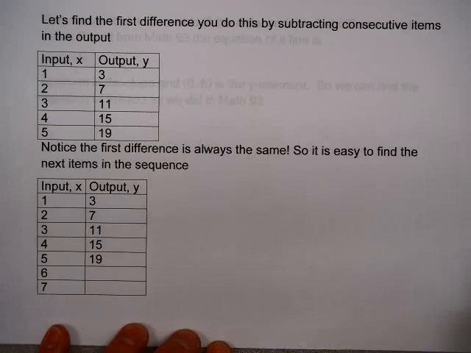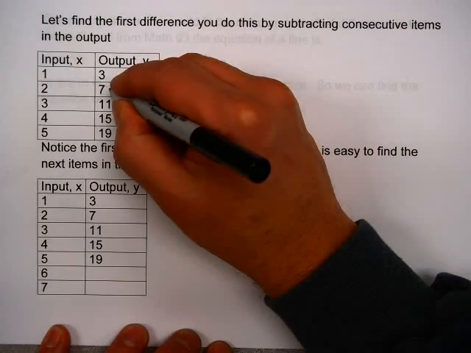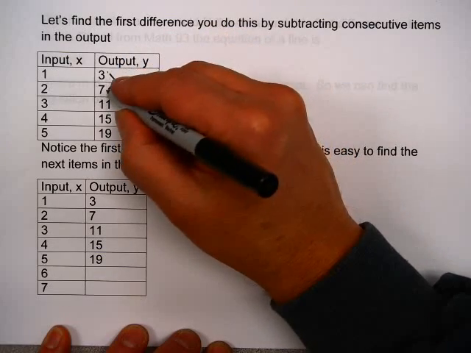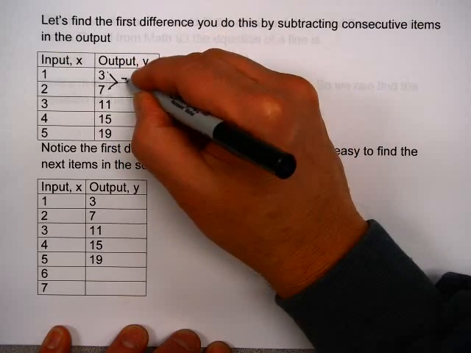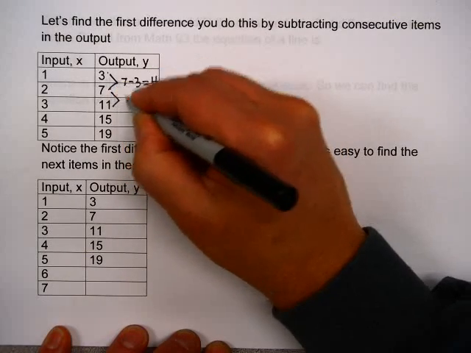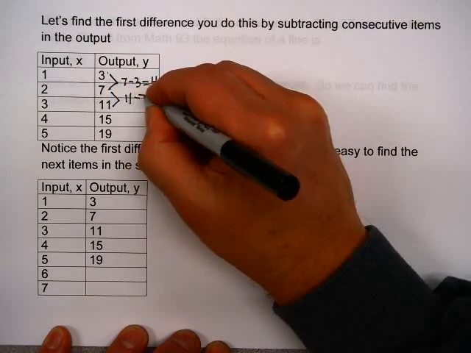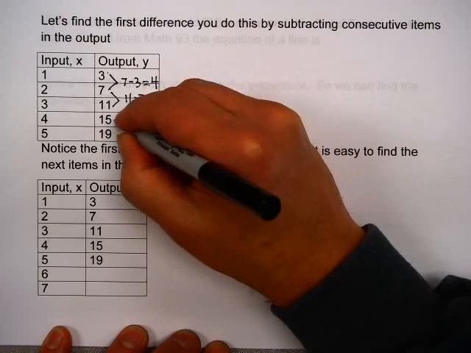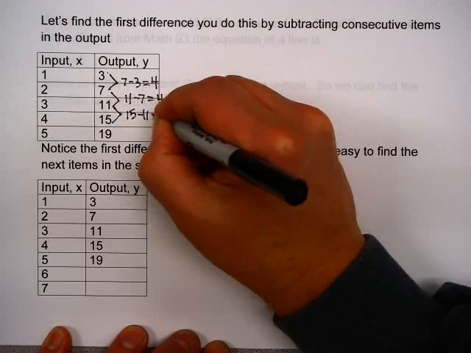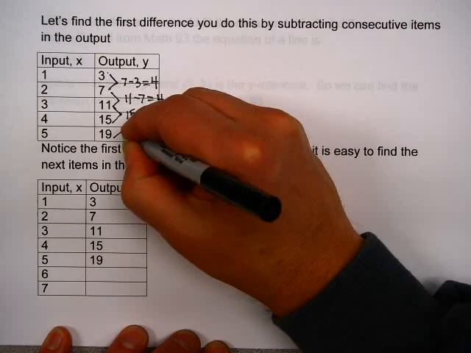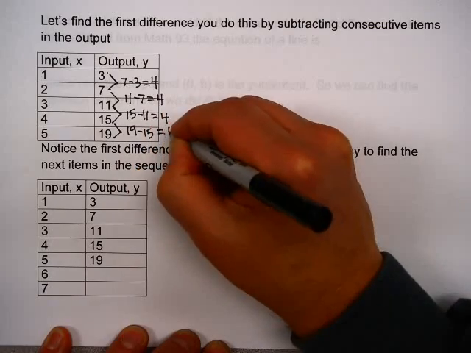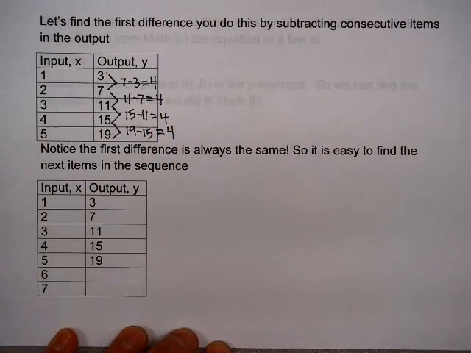Now, let's find the first difference. What the first difference means is you just subtract the difference between the first two values. Take the second value minus the first. 7 minus 3 is 4. Take this one. 11 minus 7 is 4. Take this one. 15 minus 11 is 4. Take this one. 19 minus 15 is 4. You'll notice that the first difference is always the same.